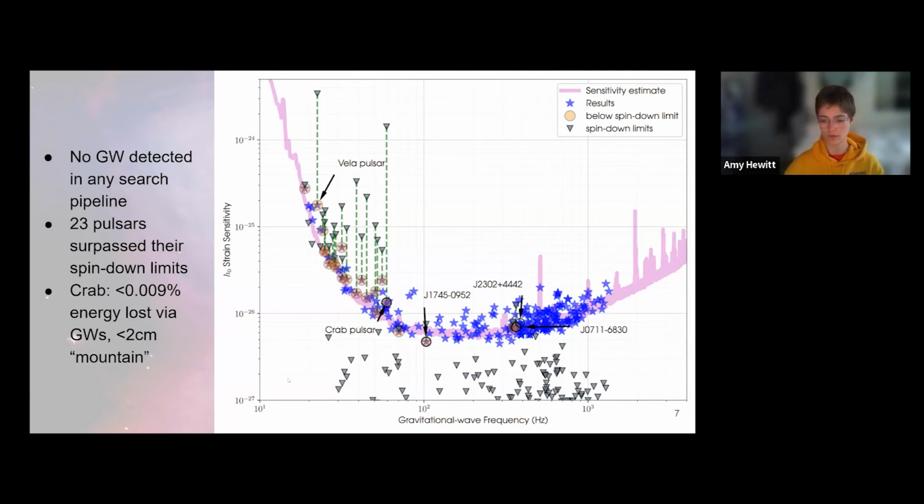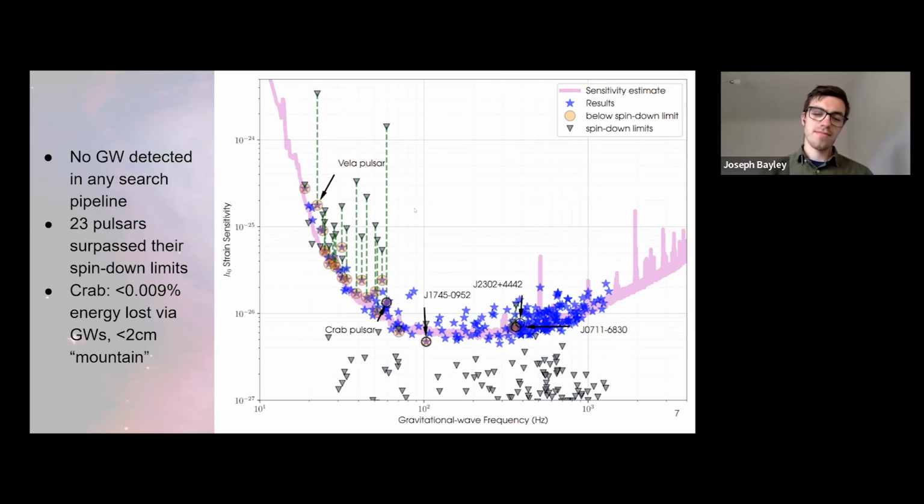In this graph, we've got gravitational wave frequency against the strain amplitude of a gravitational wave. The blue stars are the 95% confidence upper limits of this analysis. So each star represents a specific pulsar. We're 95% sure that if there is a signal there, it's below this amplitude.